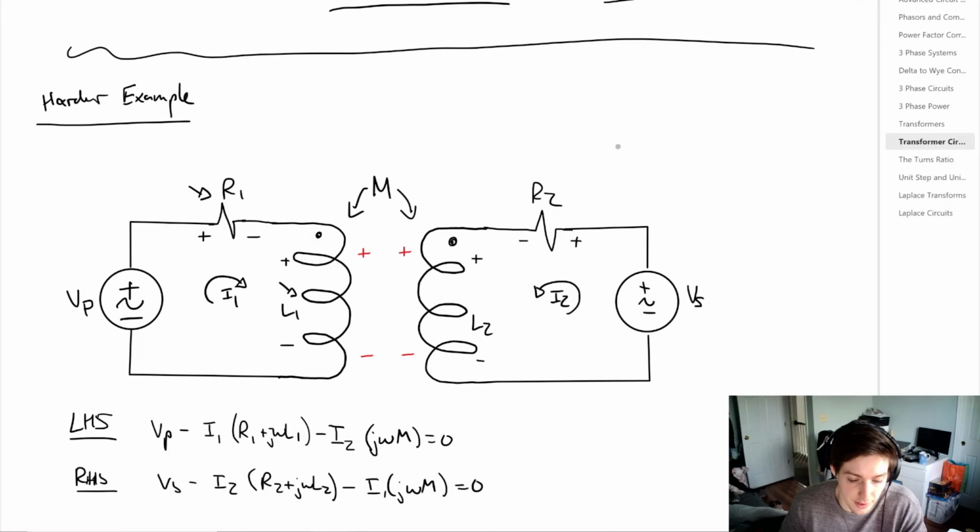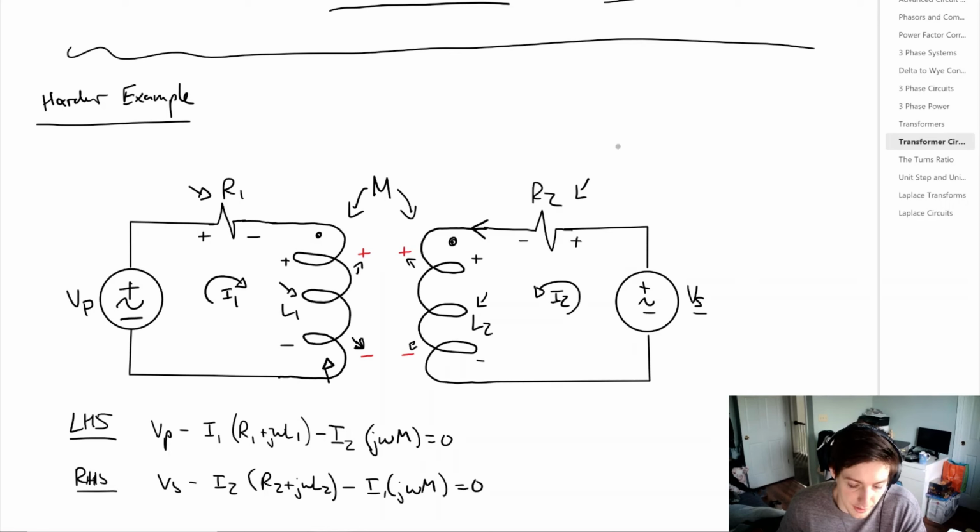So current entering the dot on the primary will leave a positive voltage reference on the secondary at the dot. So we get the plus and the minus here. Now if we look at the secondary, we have a voltage Vs. We're going to have a voltage drop over R2, voltage drop over L2, and from here we have current entering the dot, I2. So current, again, entering a dot at one of the sides will induce a positive voltage at the other dot. So now we get a plus here and a minus here.